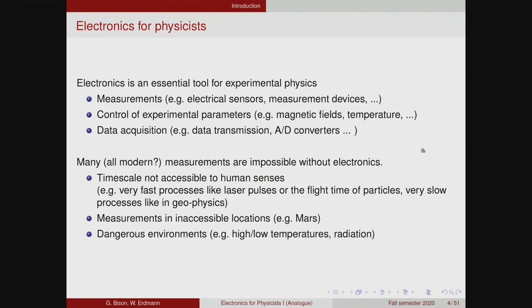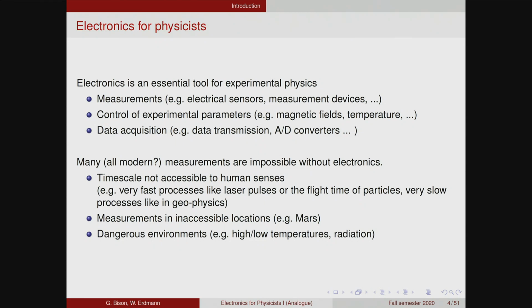Okay, electronics for physicists. Let's get into this matter. Electronics is essential for experimental physics, at least, since in principle nowadays it's impossible to take measurements or to control an experiment or to acquire data without using any kind of electronic circuit. So basically all modern experiments use electronics. It's impossible to do a modern measurement without using electronics.